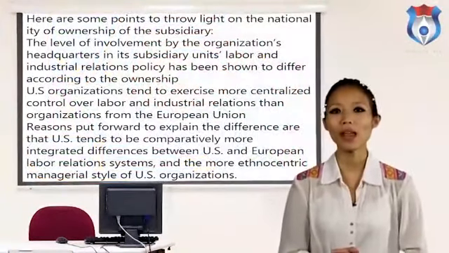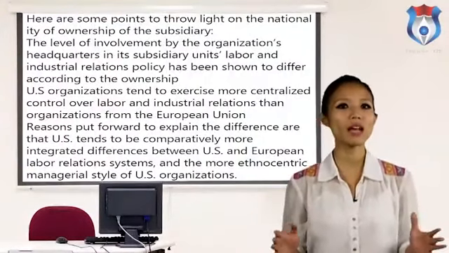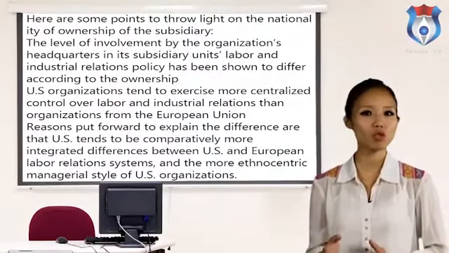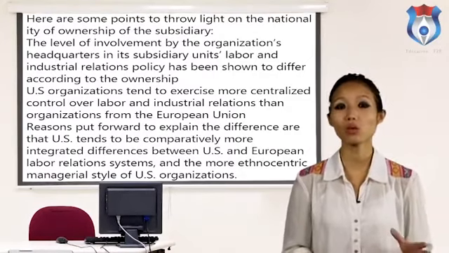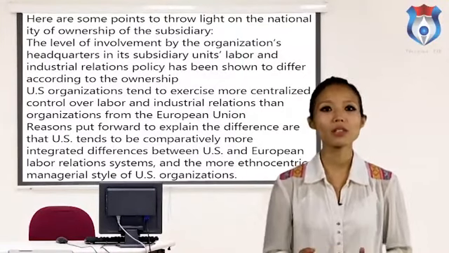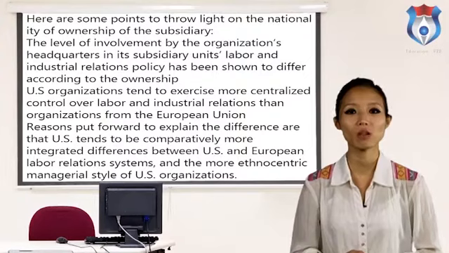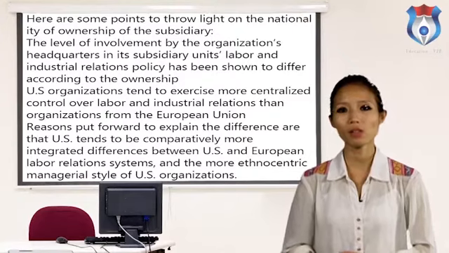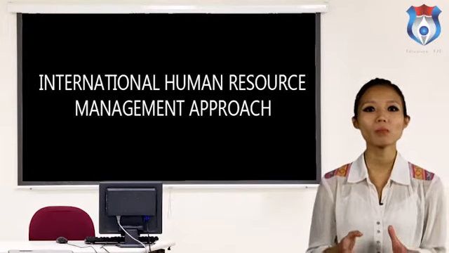Here are some points to throw light on the nationality of ownership of the subsidiary. The level of involvement by the organization headquarters in its subsidiary units' labor and industrial relations policy has been shown to differ according to the ownership. U.S. organizations tend to exercise more centralized control over labor and industrial relations than organizations from the European Union. Reasons put forward to explain the difference are that U.S. firms tend to be comparatively more integrated, differences between U.S. and European labor relations systems, and the more ethnocentric managerial style of U.S. organizations.